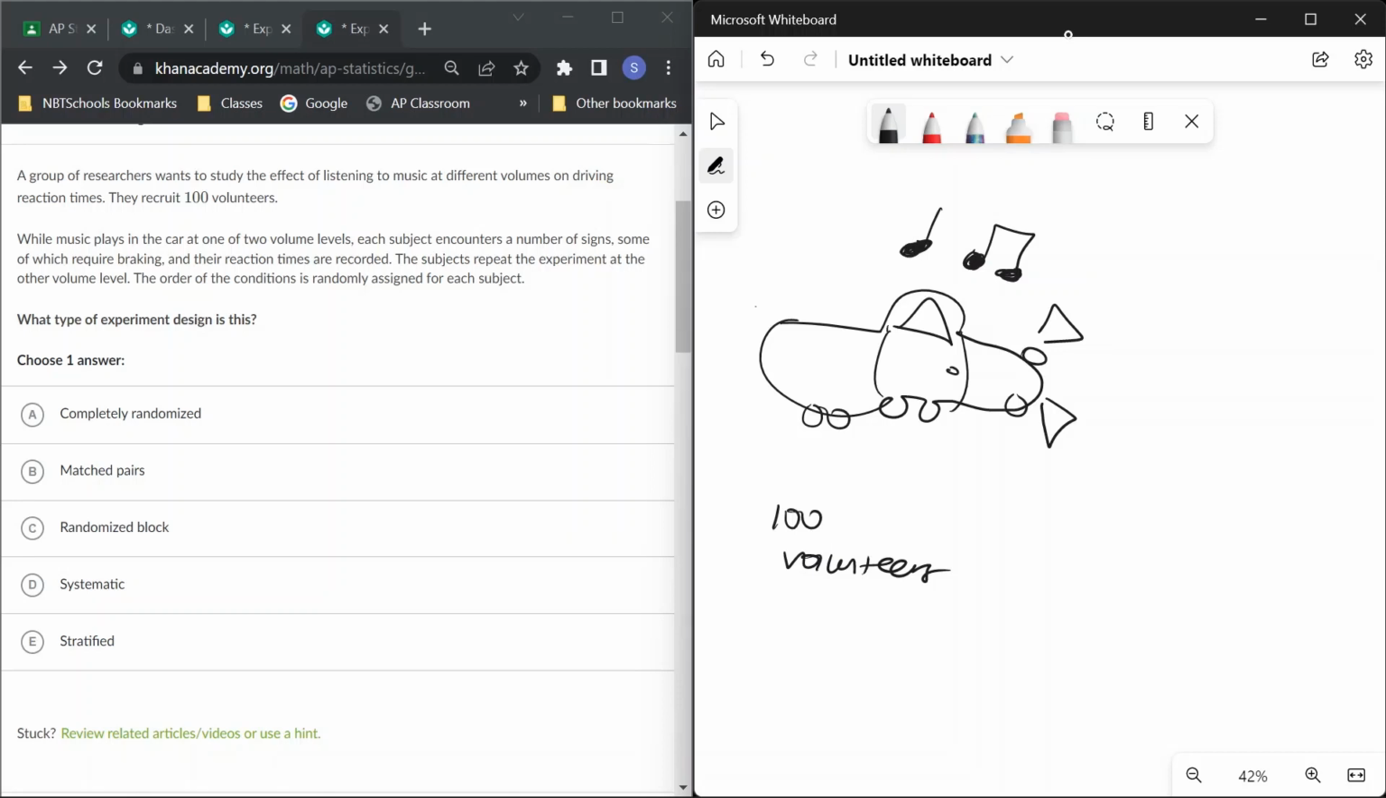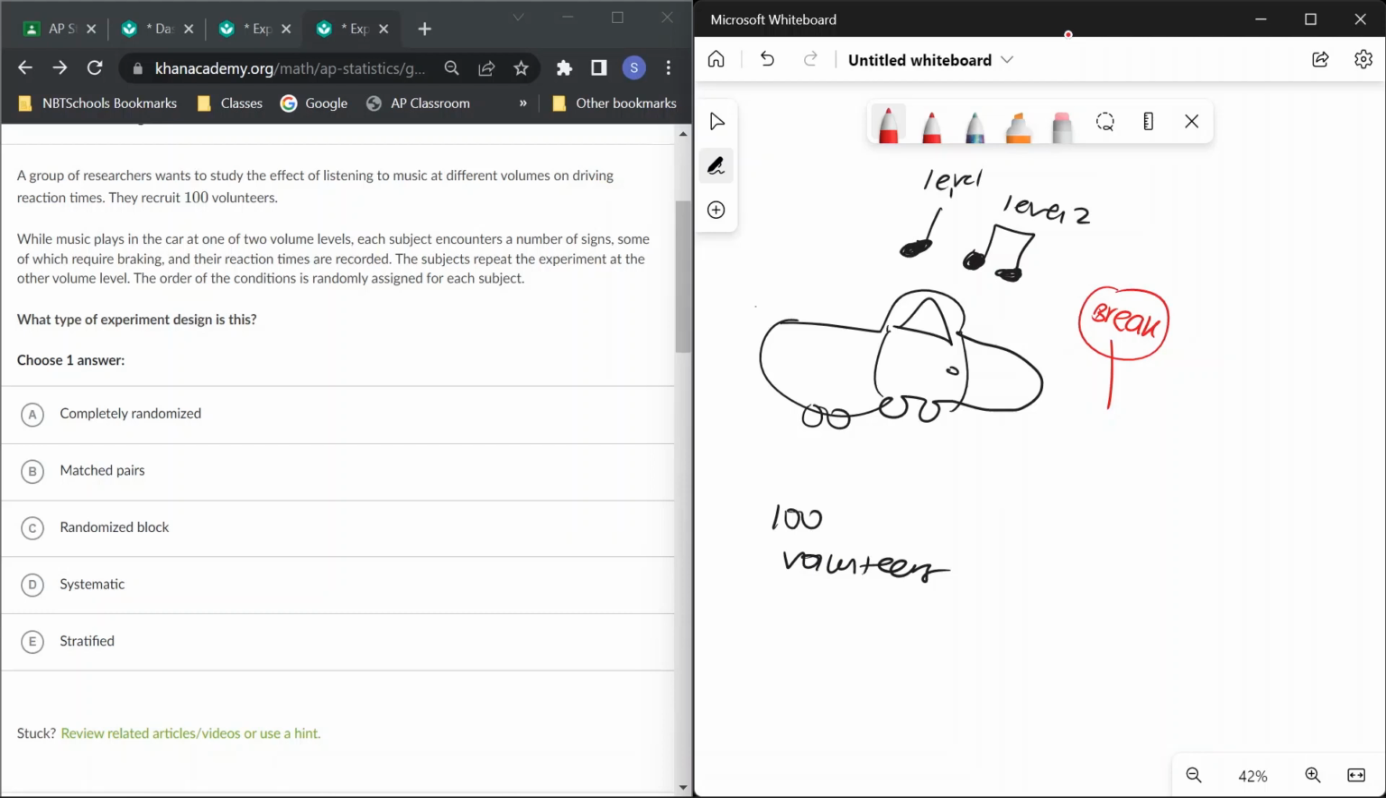So each subject encounters a number of signs. Let me erase the lights, it's not necessary. So we have level 1, and this is level 2, we're gonna say. Each subject experiences certain signs that tell them to brake. So I'm just going to say brake. This is a sign. Some of which require braking, so that they don't know which one, but this is what they want to see. There are multiple signs, but we're just going to use the brake one.